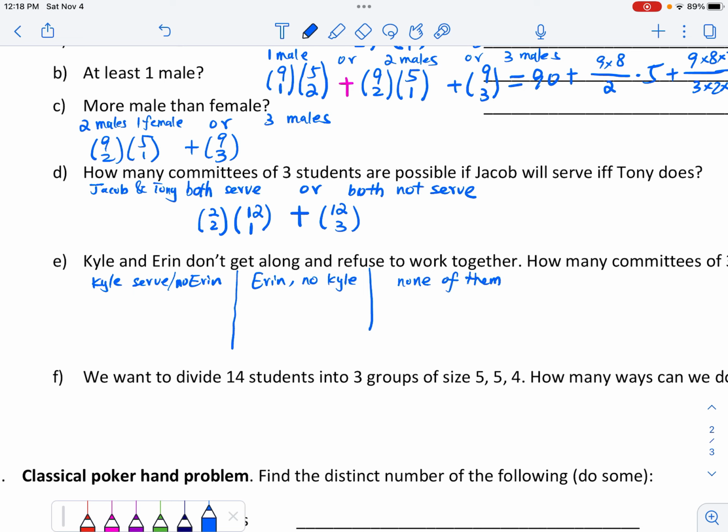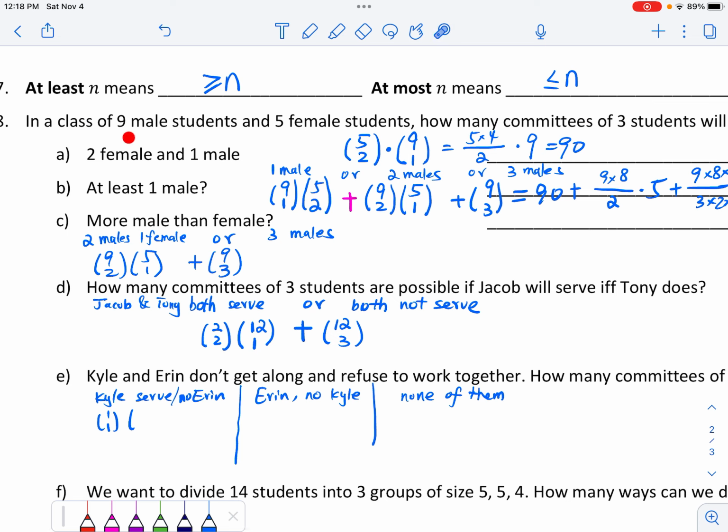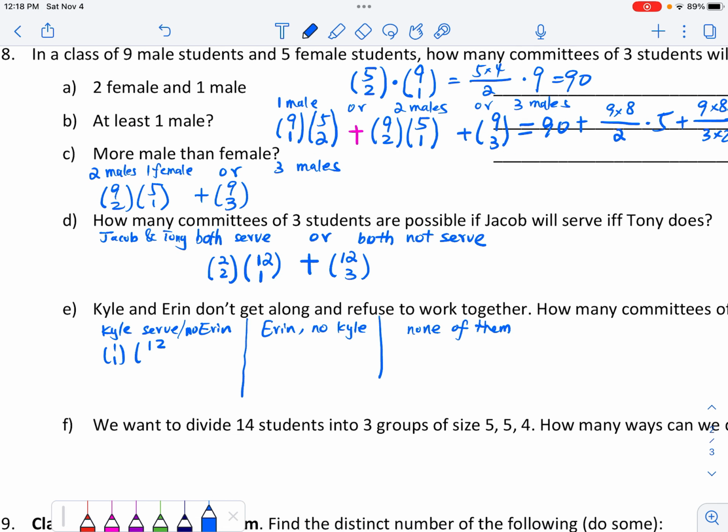So therefore, when Kyle serves, no Aaron, that means we have to choose Kyle, 1 choose 1. And we have a total of 14 students. Kyle is chosen, we are left with 13. Aaron cannot be chosen, so we are left with 12 to choose from. So we are going to choose 2 from the 12 remaining. And this will be the same, Aaron but no Kyle, 12 choose 2, right? And none of them, that means we are going to choose 3 out of the 12 remaining. So therefore the answer is just adding these 3 together. So 12 choose 2 plus 12 choose 2 plus 12 choose 3.